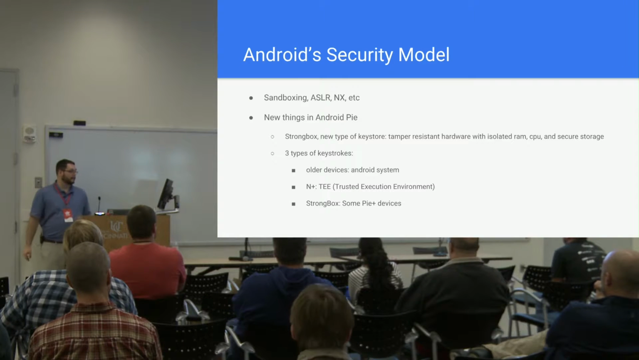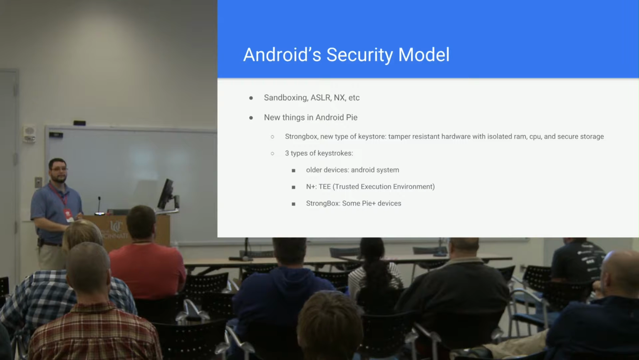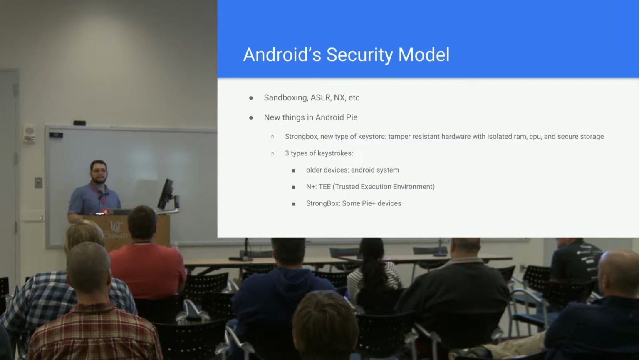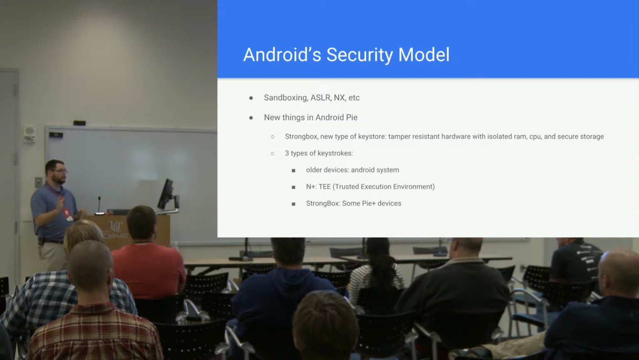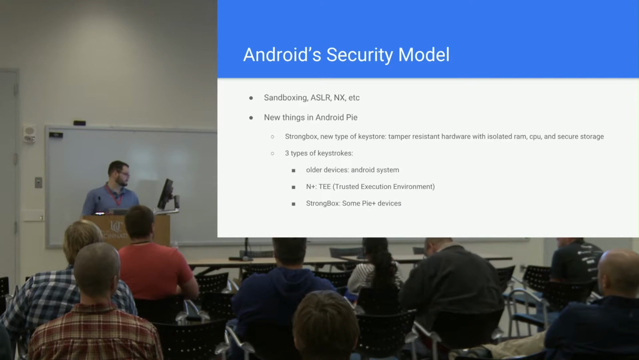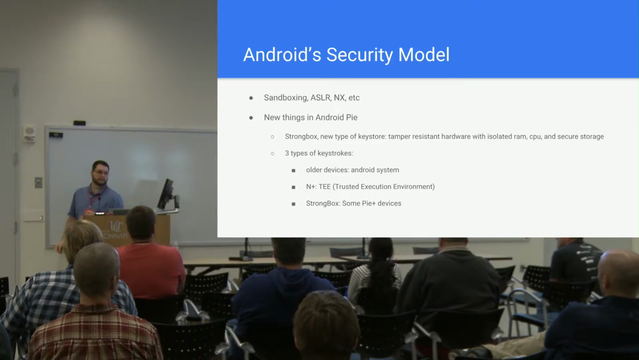How many of you have heard of StrongBox, the new type of key store that came out? Anyone? Even the folks that went to I/O this year? Cool. So this is something brand new then. It's a new type of key store. It's tamper-resistant hardware with isolated RAM, CPU, and secure storage. So there are 3 types of key stores in Android devices. Typo or autocorrect or something weird there. In the older devices, it was the Android system itself.